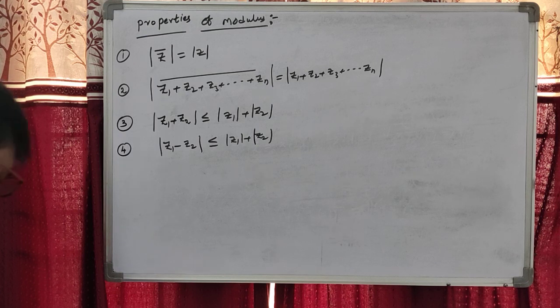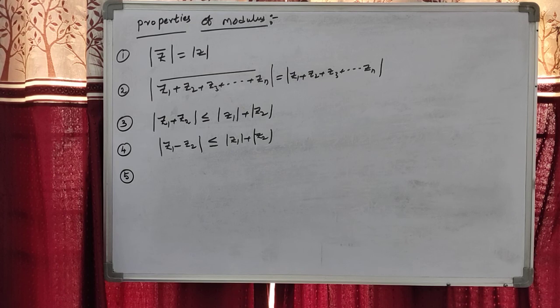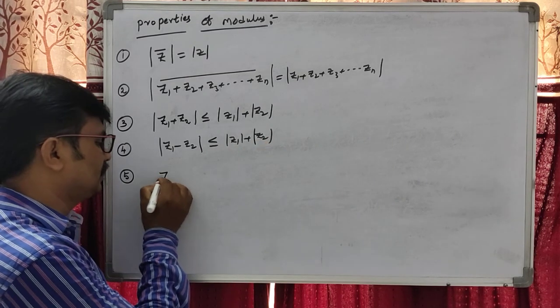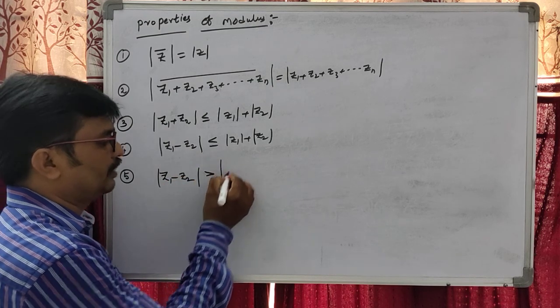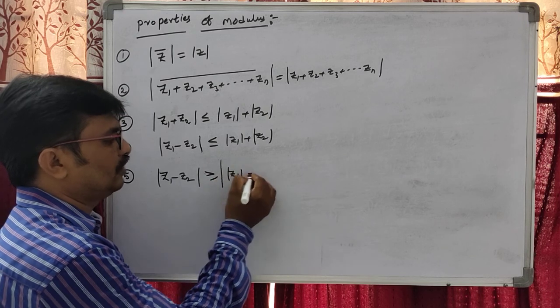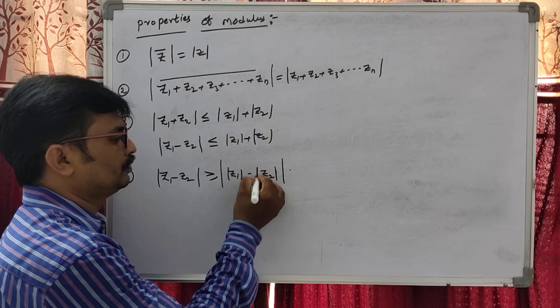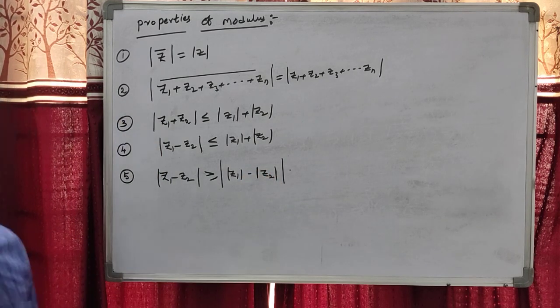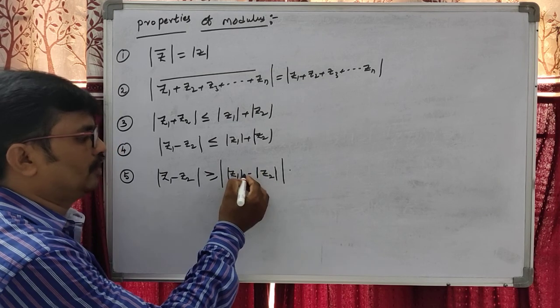Okay, students. After that, suppose they are asking for the maximum value. We can also write that the modulus of z1 minus z2 is greater than or equal to the modulus of mod z1 minus mod z2. What is it, students? These three properties we already know from vectors.